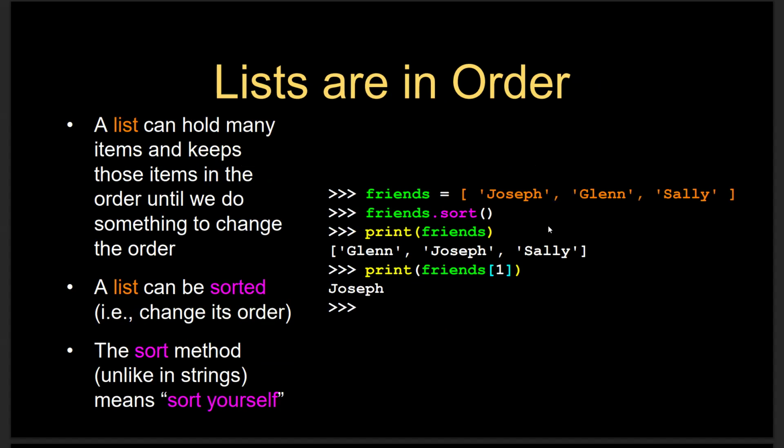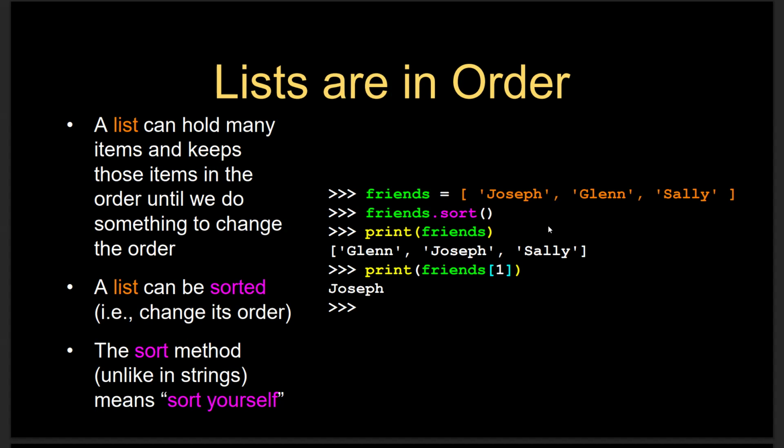Lists are in order. So whatever list we create, it is ordered. A list can hold many items and keep those items in order until we do something to change the order. It means it will take many items and store them in the list. Until we do modifications to the list, it will stay in an ordered manner. Whenever you do any changes to the list, the order of the list will be changed.